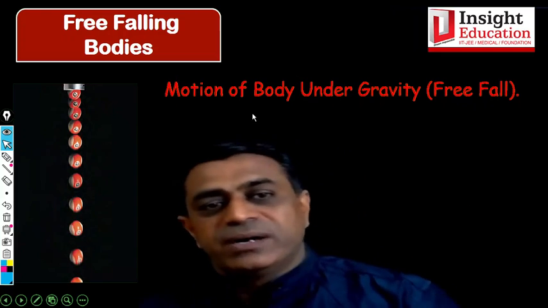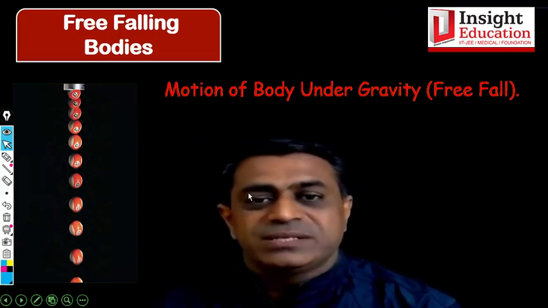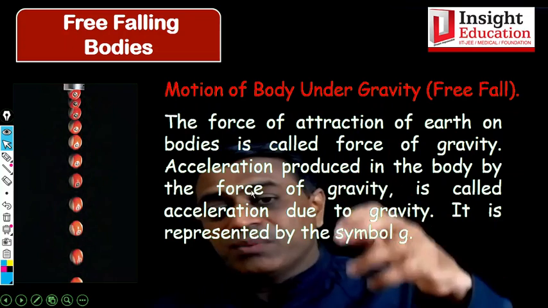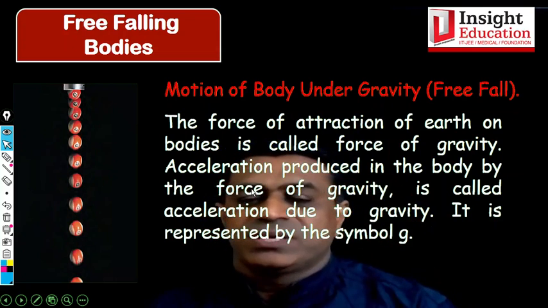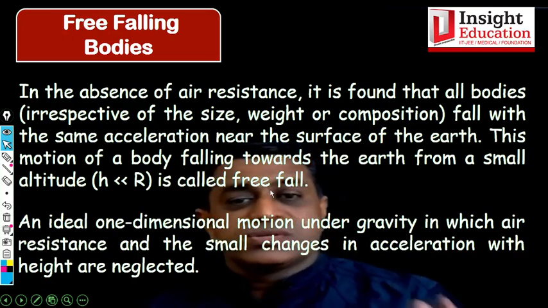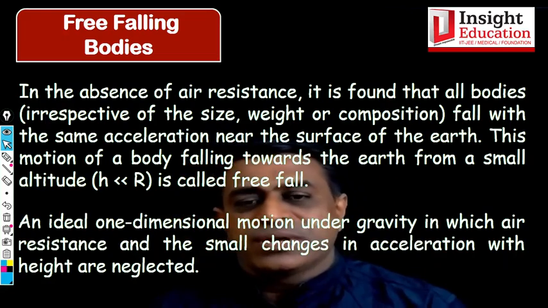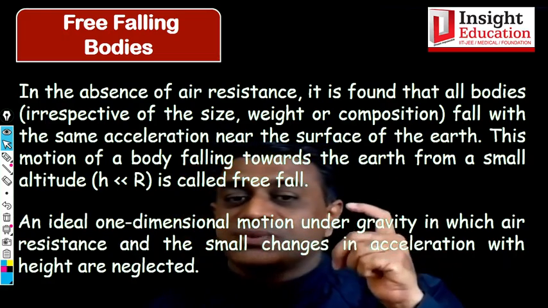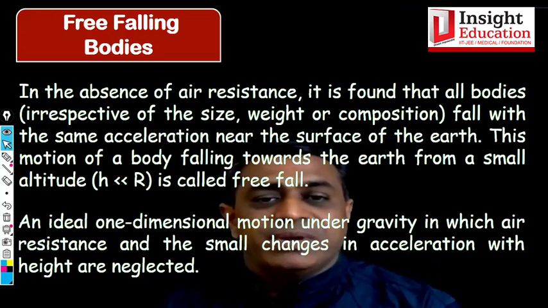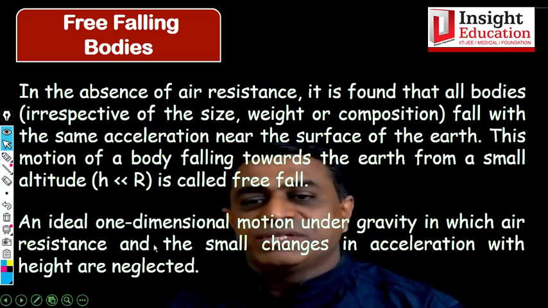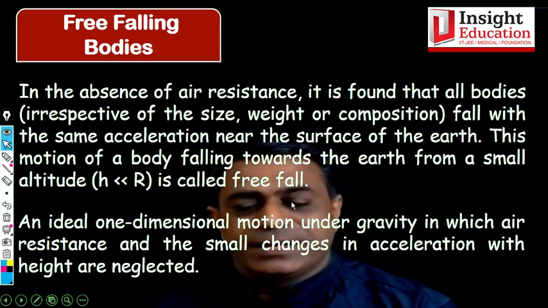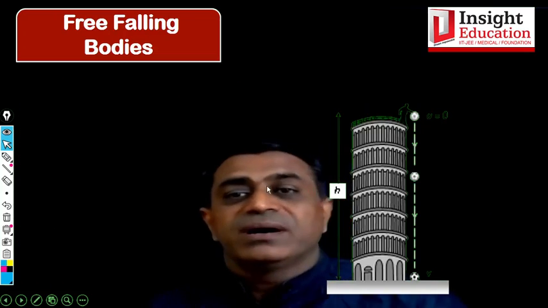So this is motion under gravity. The acceleration is gravitational acceleration, because the force acting on the object is the gravitational force. In the absence of external resistance, the acceleration of the object is g. Here we are assuming one dimensional motion under gravity, in which air resistance and small changes in the acceleration with height are neglected. It means we are simplifying the cases.